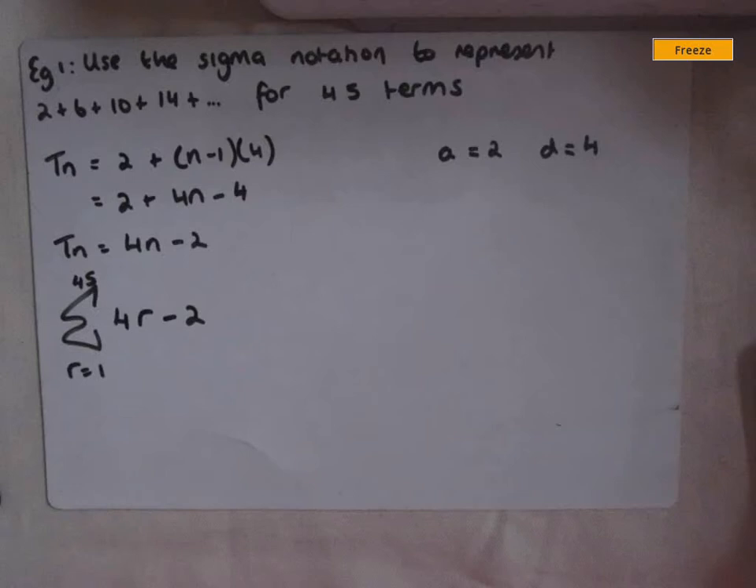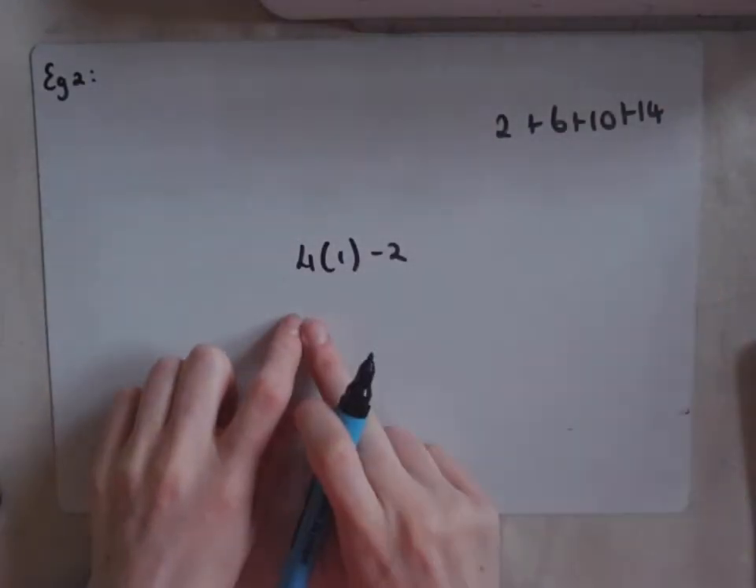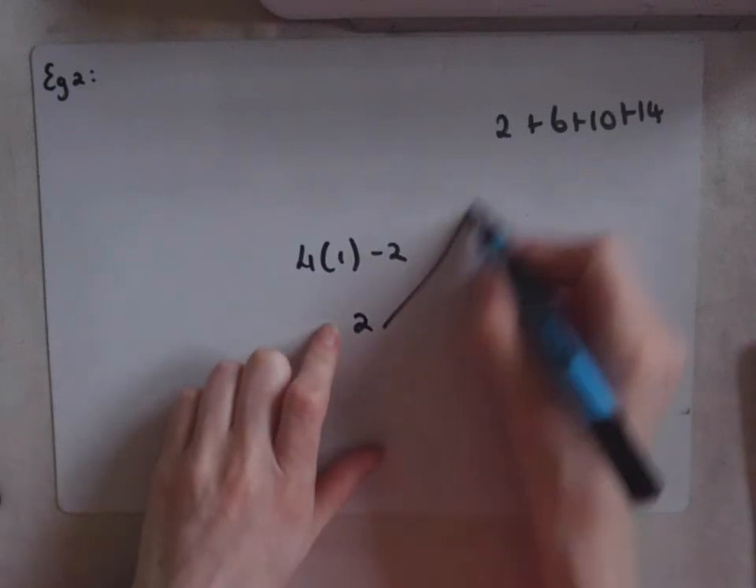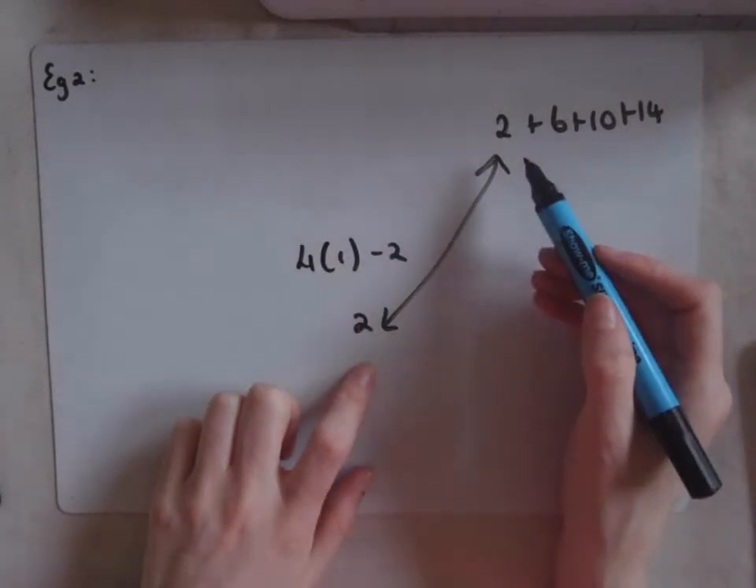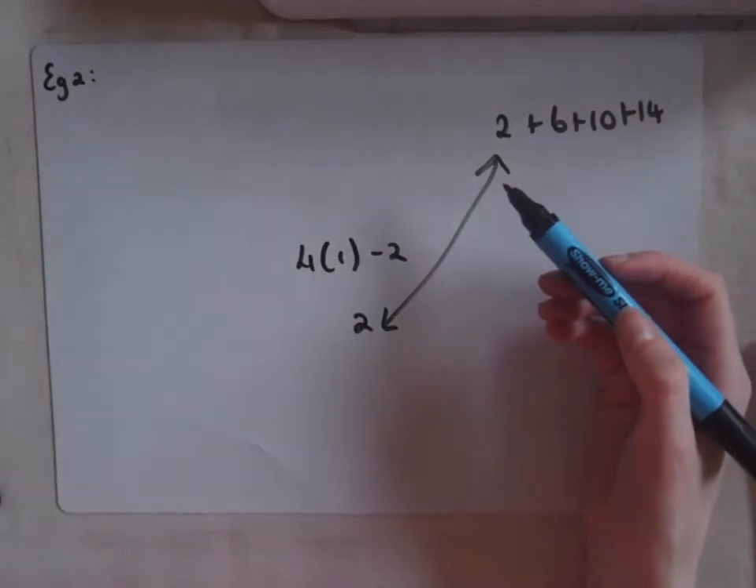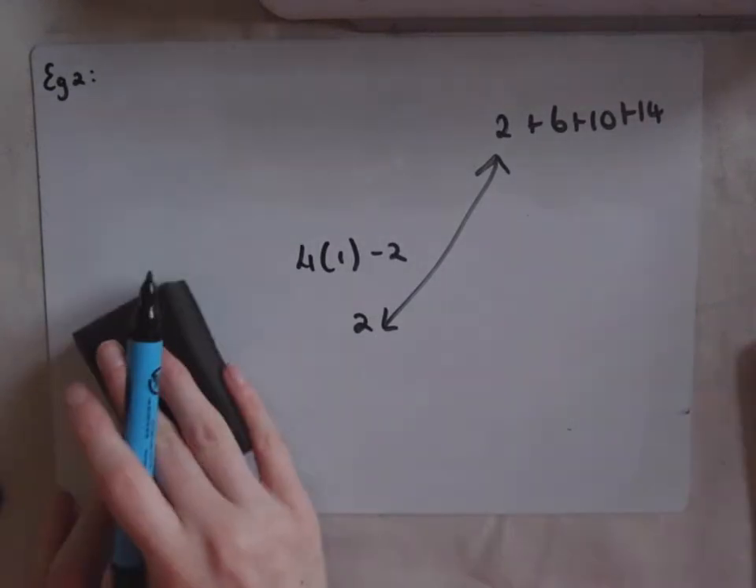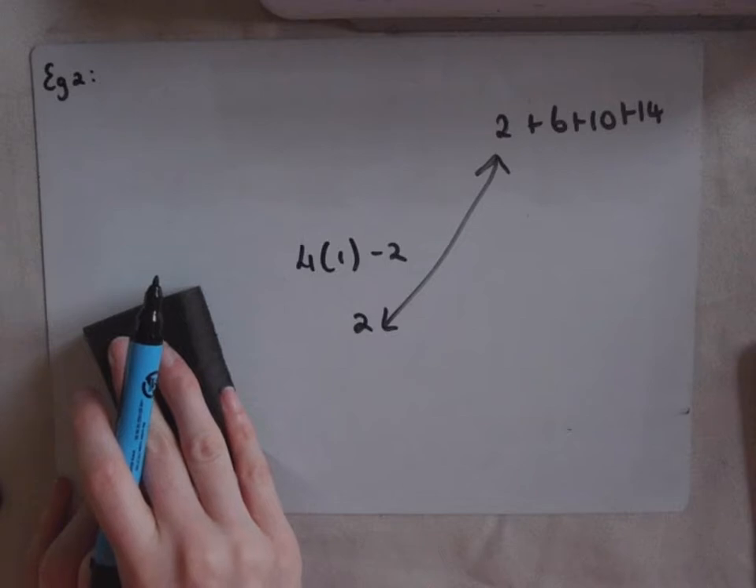If I'm just going to get rid of the thing, okay? So this is my series. If I fill in r is 1, I get 4 ones minus 2, which is 2. So when r is 1, I get my first term. Okay, so r goes from 1 to 45 in that question. Oh yeah, okay. Yeah. So, example 2.